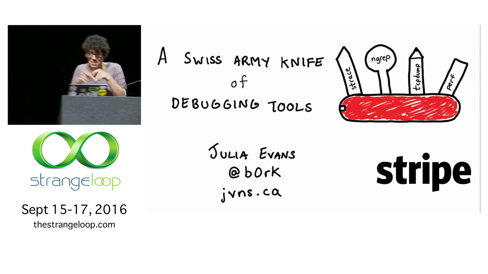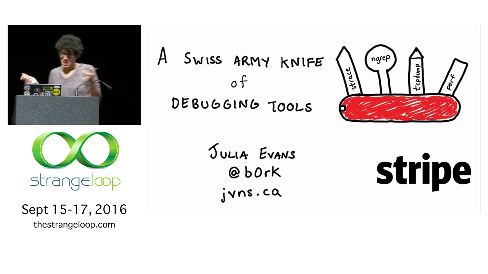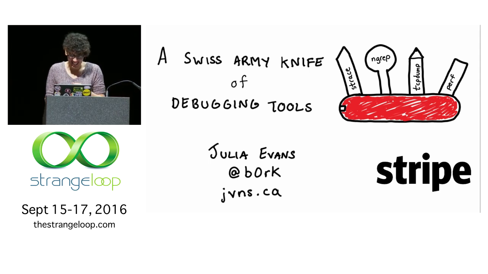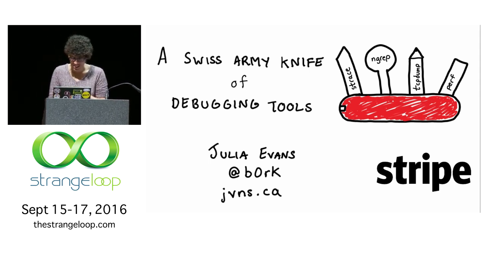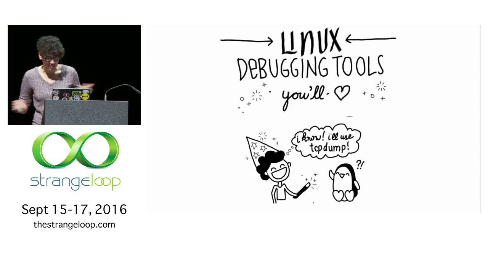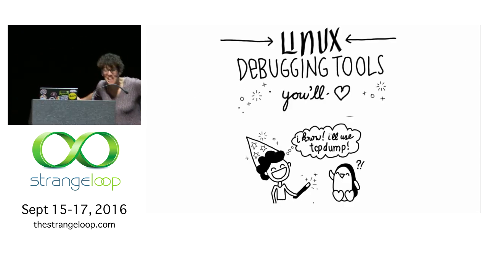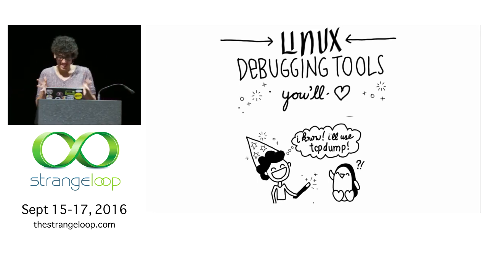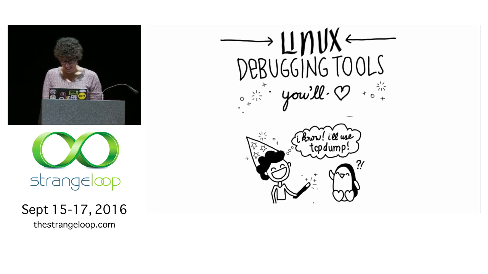Today we're going to be talking about some of my favorite debugging tools. The idea is you have this Swiss Army knife, except there are no sharp objects on it. Except some of them turn out to be sharp objects. Anyway, another opening slide I have for this talk is Linux debugging tools you'll love, which involves you talking to a charming penguin about network packets.